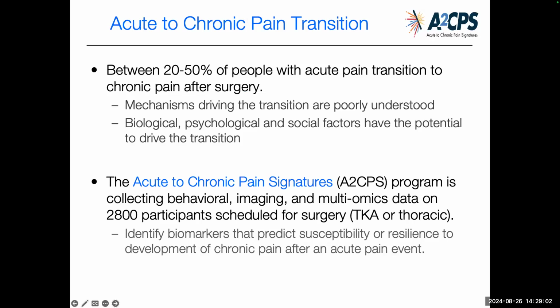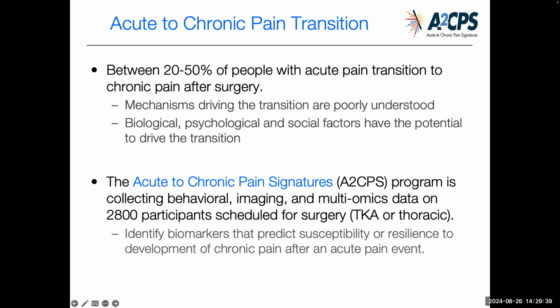I'm one of the PIs on this thing called the Acute to Chronic Pain Signatures Program. It's basically one of the biggest studies of the transition from acute to chronic pain. It turns out that between 20 and 50%, depending on surgery, of people that have an acute pain episode transition to chronic pain. And the mechanisms driving this are really poorly understood. So the NIH funded this program to collect behavioral, imaging, multi-omics, and EHR data on close to 3,000 participants that were scheduled for surgery.